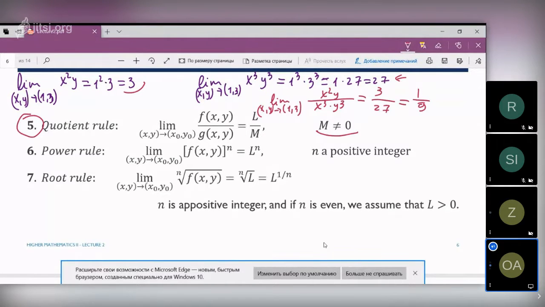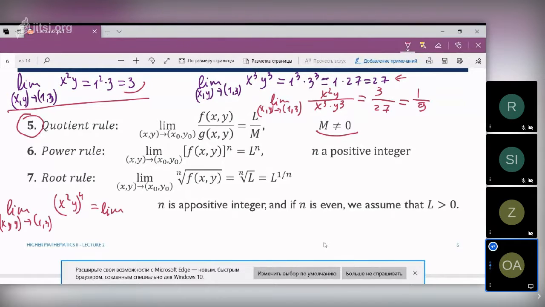Next one is the power rule. Limit as (x, y) tends to (x0, y0) of f(x, y) to the n's power will be equal to L to the n's power. Now we have this expression. The first example, I'll try to use that one. Limit as (x, y) tends to (1, 3) of x squared y to the 4.